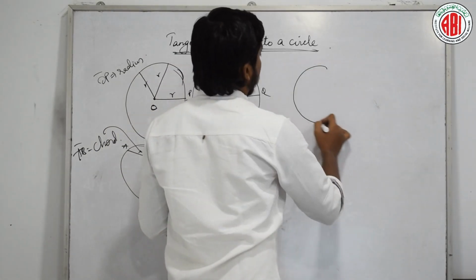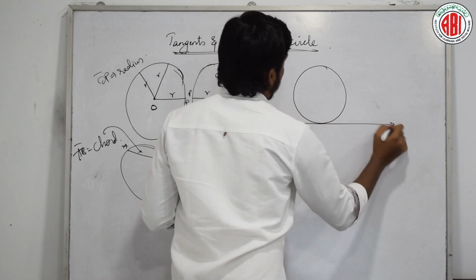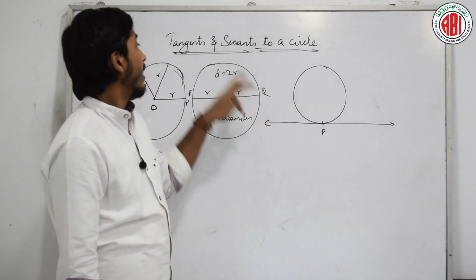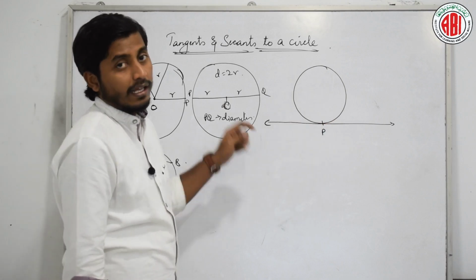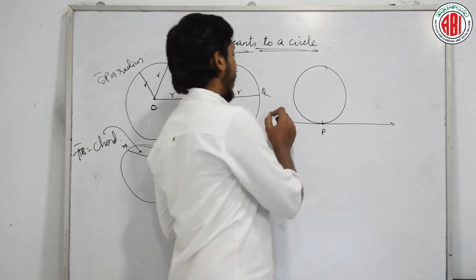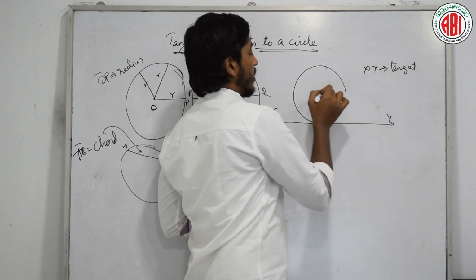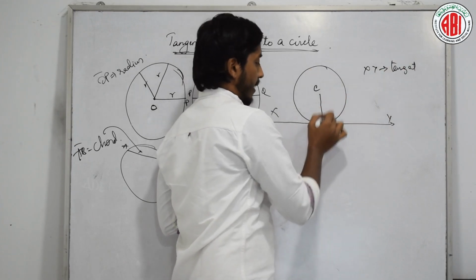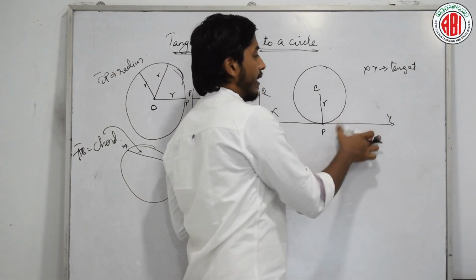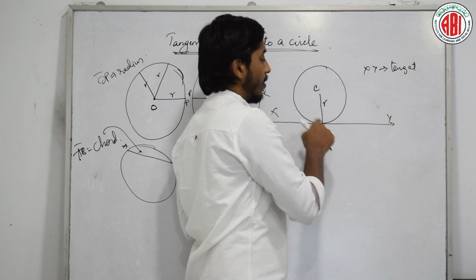What does a tangent mean? A tangent of a circle is a straight line touching the circle at one and only one point. Once again, let me tell: a tangent is a line which is touching the circle at one and only one point. That is, xy is a tangent to this circle with center C, radius r. Why? It meets the circle at only one point P.